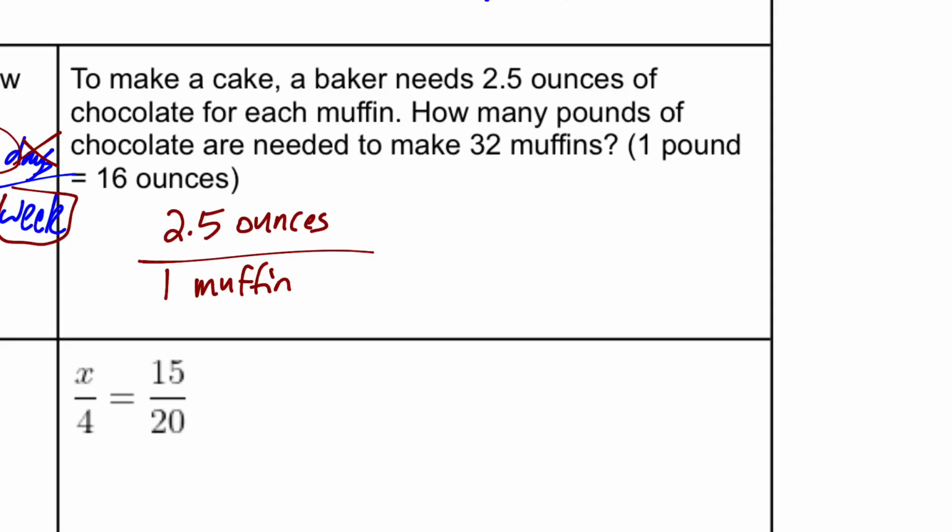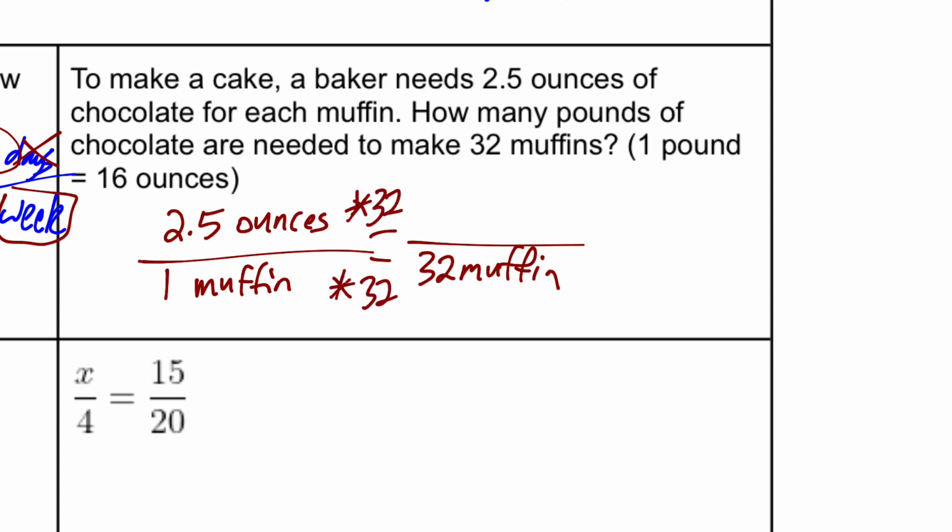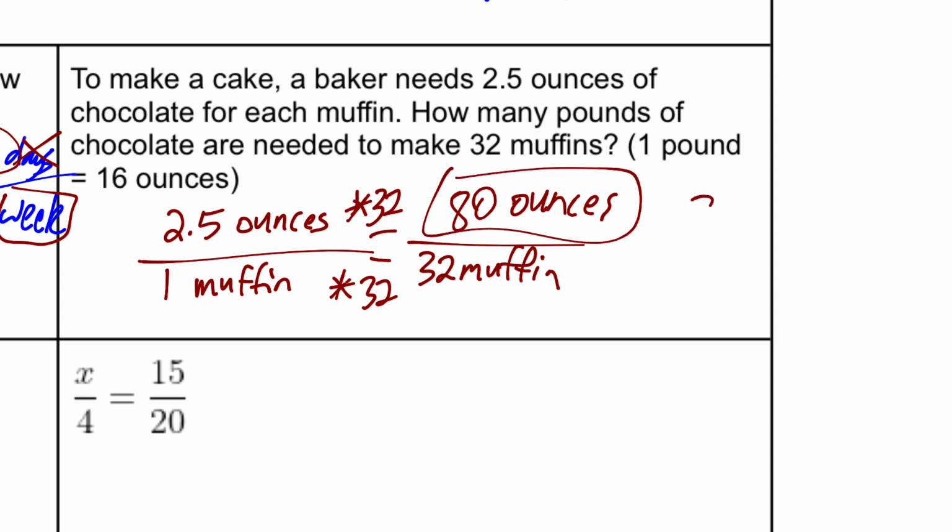I could set up a proportion for this one if I wanted to. 2.5 ounces of chocolate is in one muffin. How many are in 32 muffins? If I multiply by 32 on the top, same as I did on the bottom, I have 80 ounces of chocolate. Now I need to convert that 80 ounces into pounds. It's 16 ounces per pound, so I can take 80 divided by 16 is equal to 5 pounds.